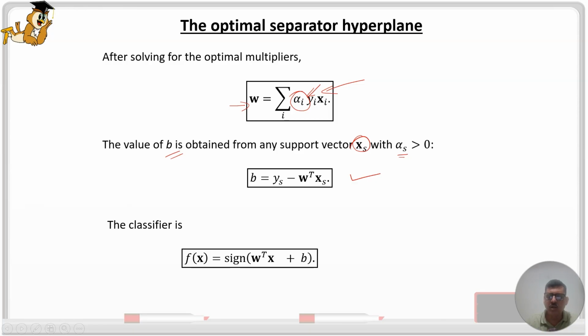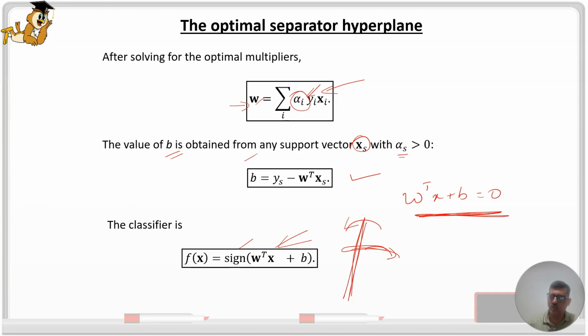And finally, once you have the w and once you have the b, you have the separating hyperplane, which is w transpose x plus b equal to 0. Therefore the classification is simply f of x is equal to sign of w transpose x plus b. So if w transpose x plus b is greater than 0, that point lies on one side. If it is less than 0, the point lies on the other side, and you perform this classification based on your hyperplane whose equation is w transpose x plus b equal to 0. Okay, so this is how the SVM problem is solved.